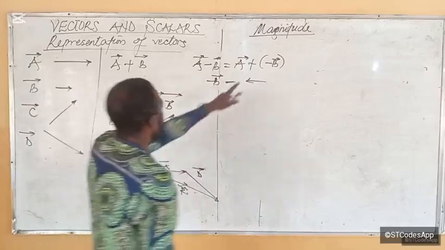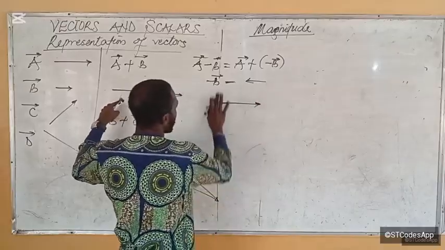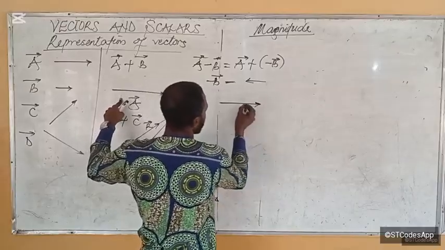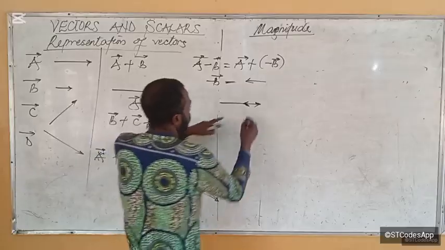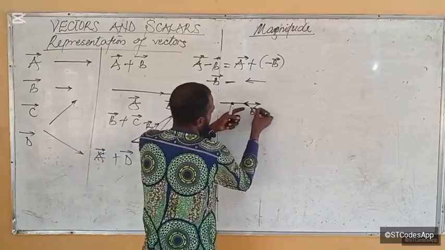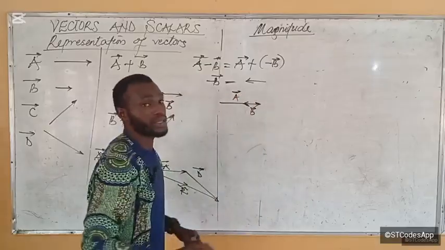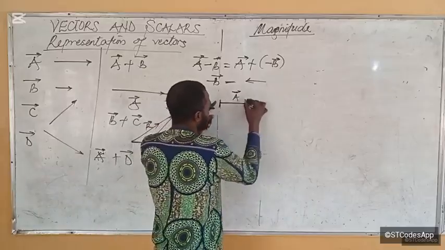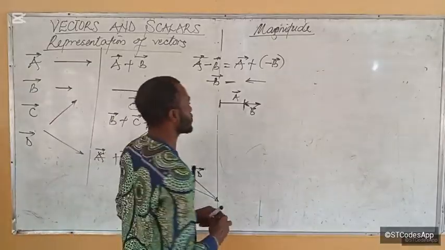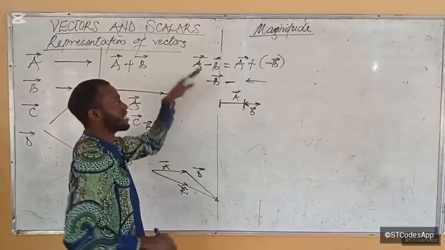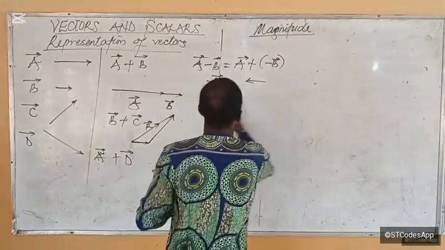Do you understand now? So to add them up, it will be like this and like this. So this one going from here to here is vector B. This one going from here to here is vector A. Do you understand now? So what will be your answer? Your answer is going to be from here to here. So that is the resultant of vector A minus vector B. I hope that is clear. All right.